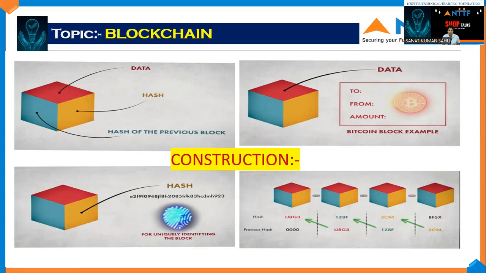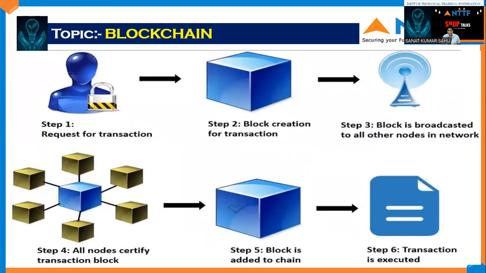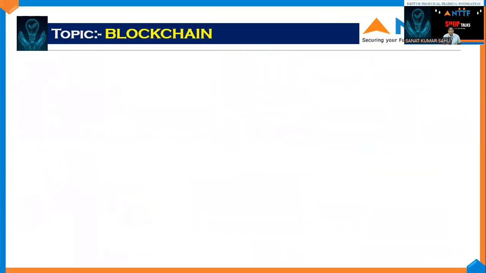Let's see one example of a transaction. First of all, request for a transaction, then block creation. The block is broadcast, then all nodes are satisfied, then the block is added to the chain, and finally the transaction is executed. Let's see one video of blockchain, then know more.